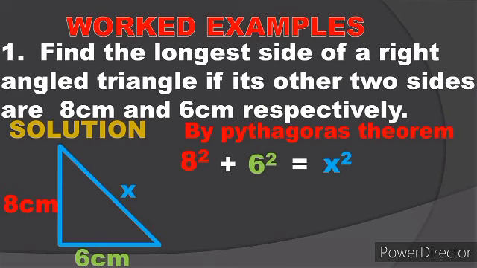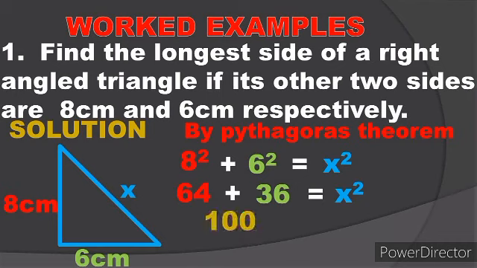Now 8 squared means 8 times 8. 8 multiplied by 8 is 64, plus 6 squared, which means 6 times 6. 6 times 6 is 36, equals s squared. 64 plus 36 gives us 100 equals s squared. Now we are looking for x, which is the unknown side, the hypotenuse.